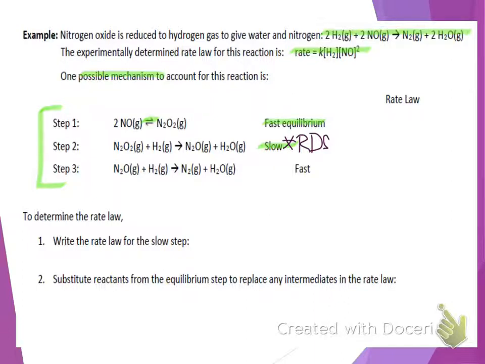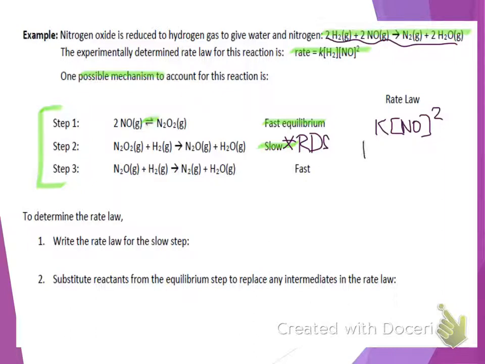We're going to go ahead and write our quick rate law for each of these steps. So rate is always equal to our rate constant times the concentration of the reactants raised to the power of their coefficient. Again, that's not going to be the rate law for the overall reaction because that's determined from the rate determining step. That's just the rate law for step 1.